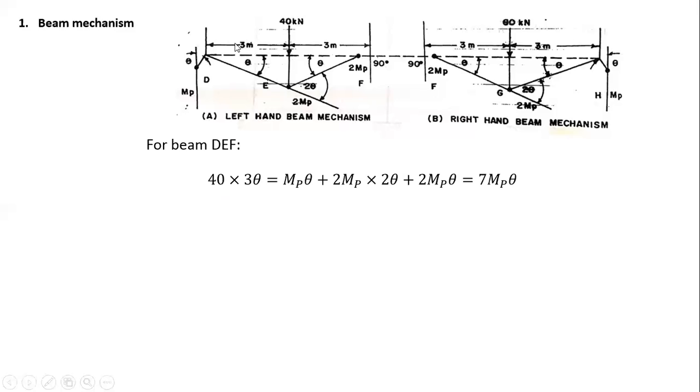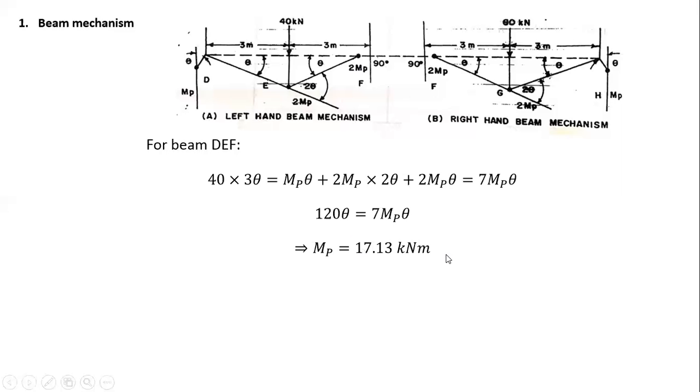So this is 40 into 3 theta. The external work is equal to MP times theta, plus twice MP times theta plus theta, which is 2 theta, because the plastic moment capacity of the beam is twice MP, plus the hinge formed in the beam, which is 2 MP times theta. Just adding them, we get 7 MP theta. So this comes out to be 120 equal to 7 MP theta.